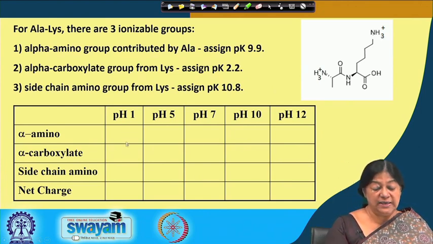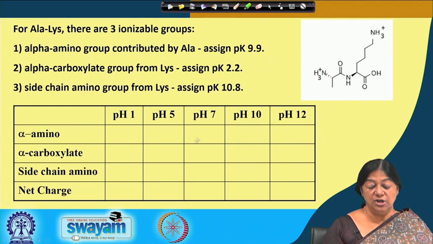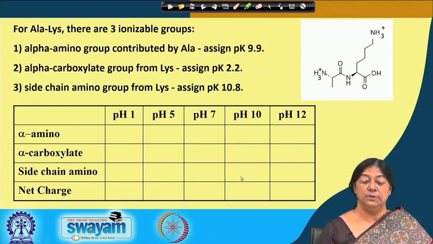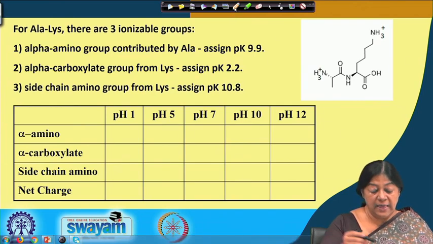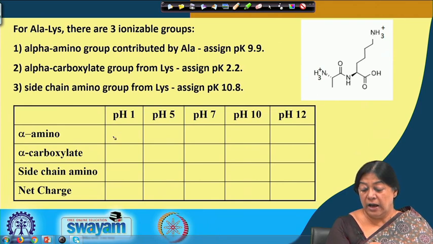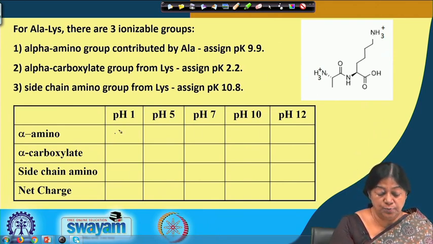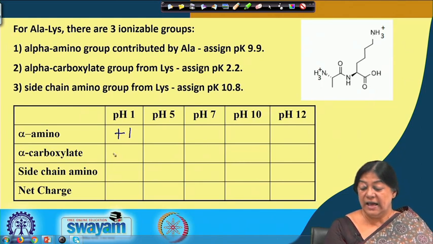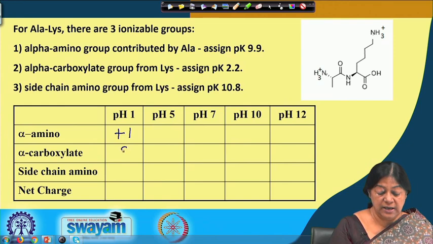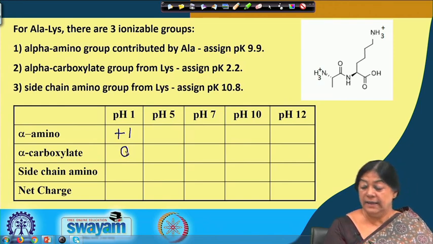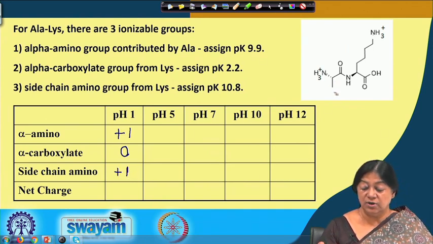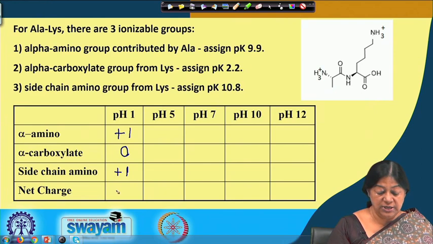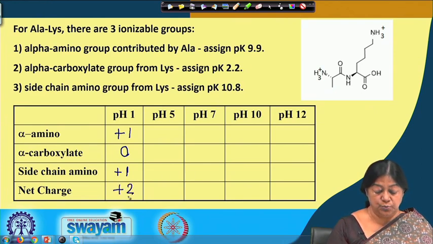So, what we do is we calculate the charges of each of these possible forms. How do we do that? We say that the amino group here now has a charge corresponding to +1. The alpha carboxylate is 0 because it still has not lost its proton, and the side chain is +1 from the lysine, because the alanine does not have any charge. So, what is the net charge? The net charge here is +2.